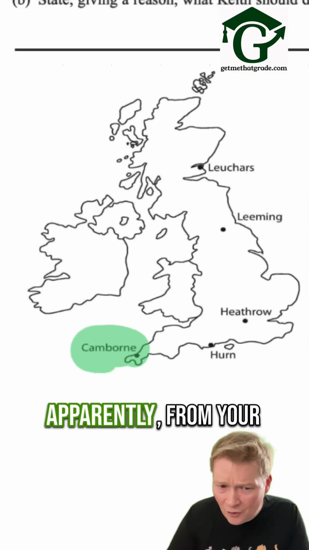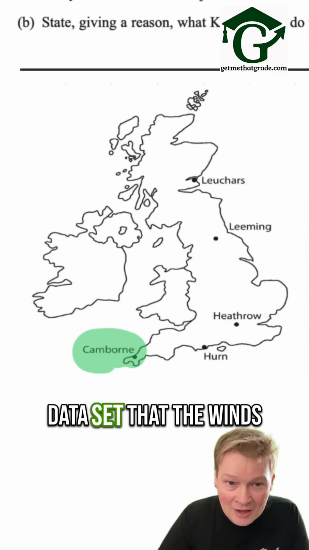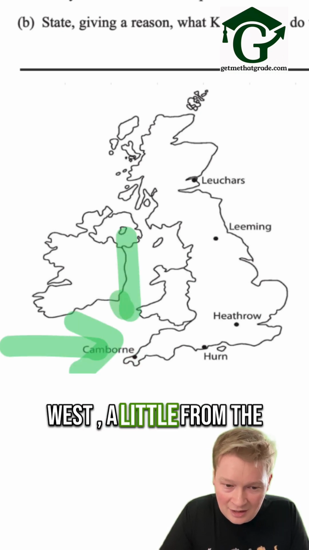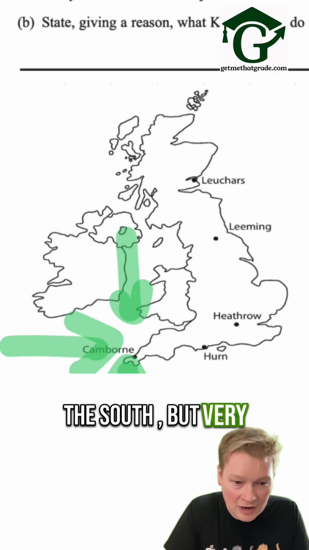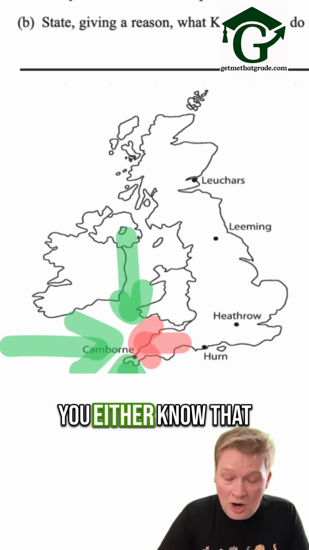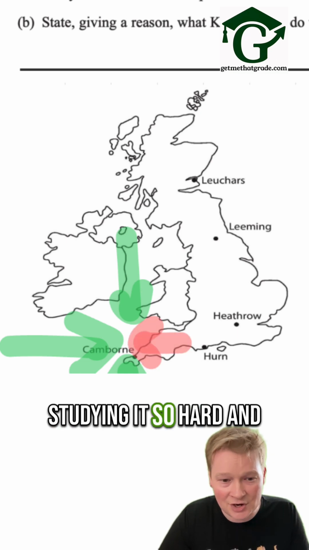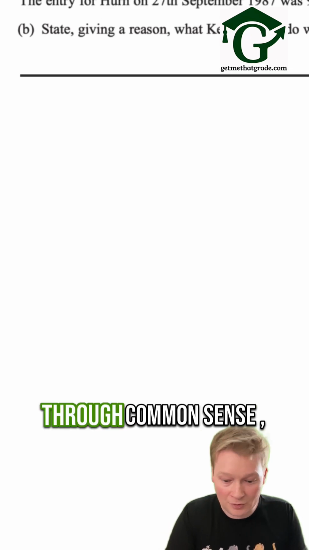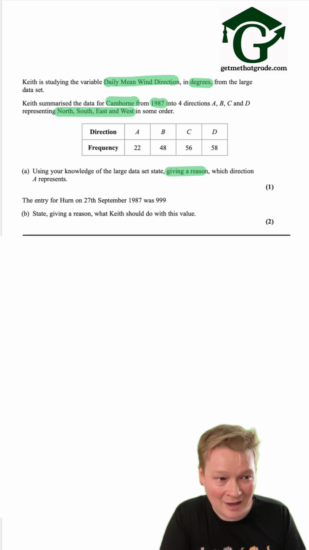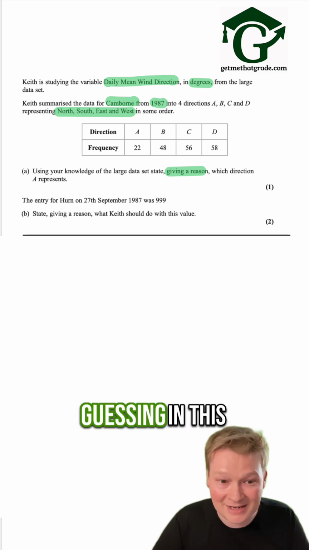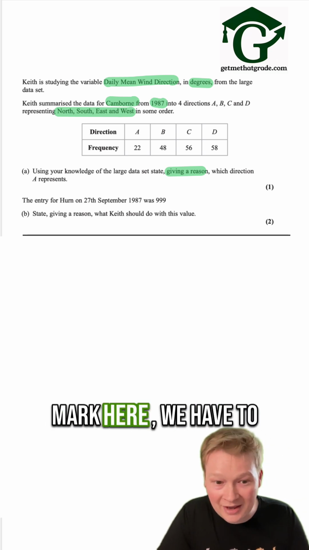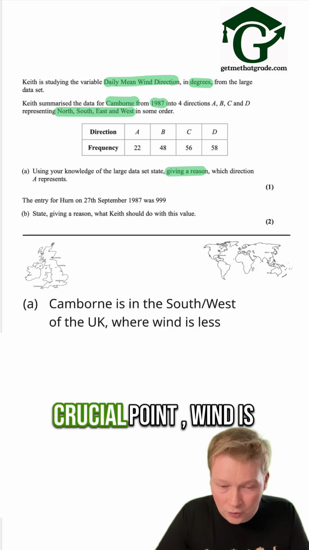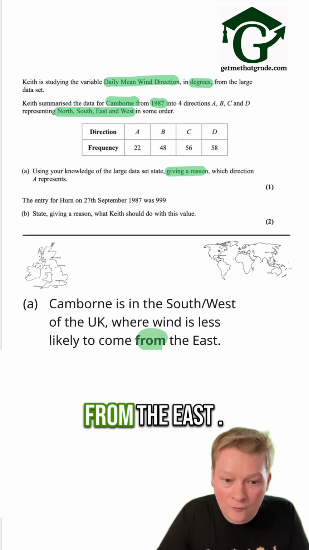Now, you should know apparently from your studies of the large dataset that the wind in Camborne tends to come either from the west, a little from the north, a little from the south, but very little from the east. You either know that from the large dataset because you've been studying it so hard and looking at it in class for so many hours, or maybe you know that through common sense, living in the UK maybe, or maybe you have to rely on random potluck guessing in this question. Anyway, to score the mark here, we have to say something like, Camborne is in the southwest of the UK, where, this is the crucial point, wind is less likely to come from the east.